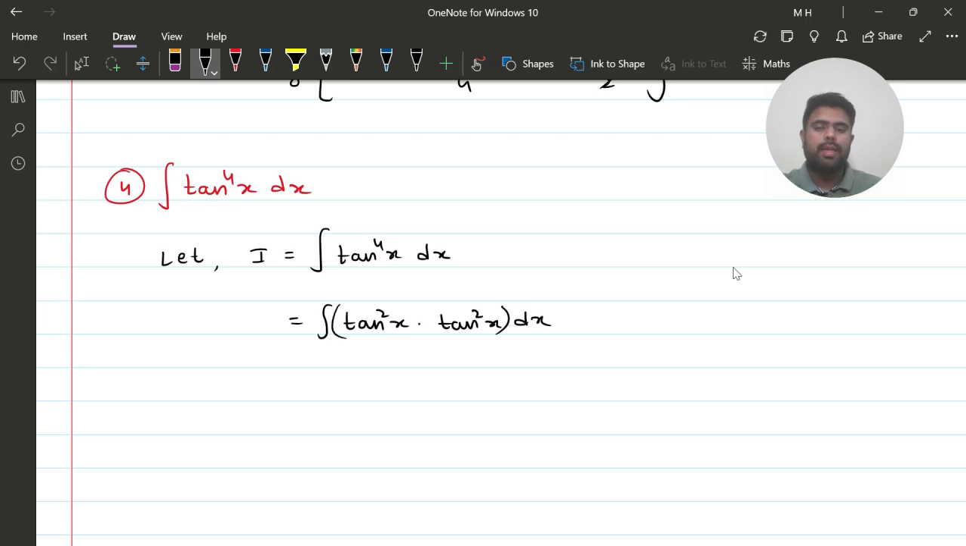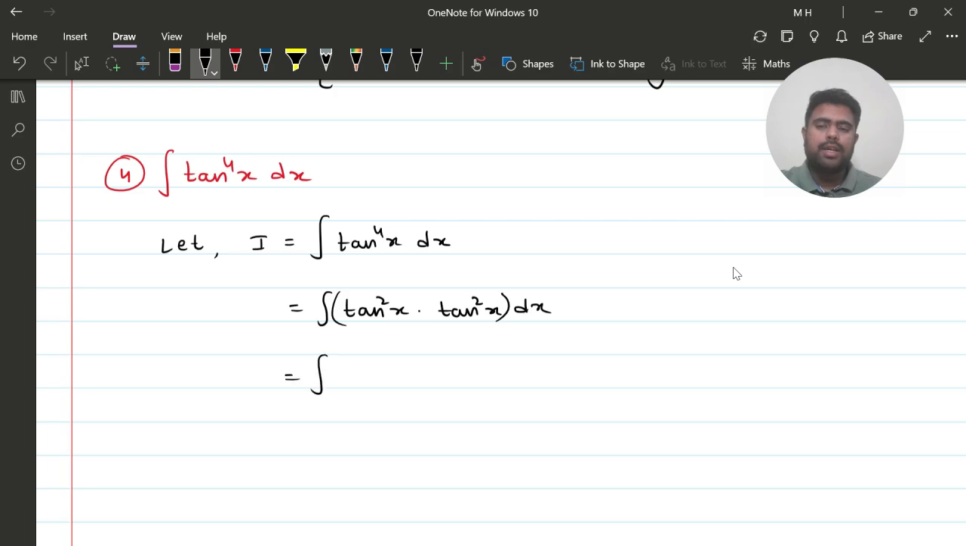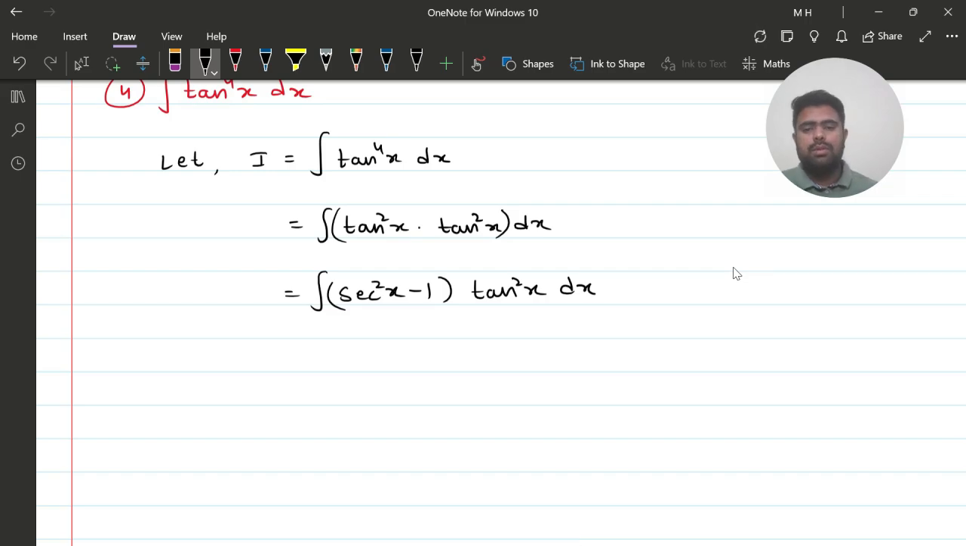Okay, now can I write one tan square as sec square x minus 1 and keep one tan square x as it is? Yes. Why have I done it? If I substitute tan x as t, I'll get sec square x dx as dt, right? But that is not so direct here. So to make that substitution, what I'll do is I will just split this so that I will get integral of tan square x into secant square x dx minus integral of tan square x dx.